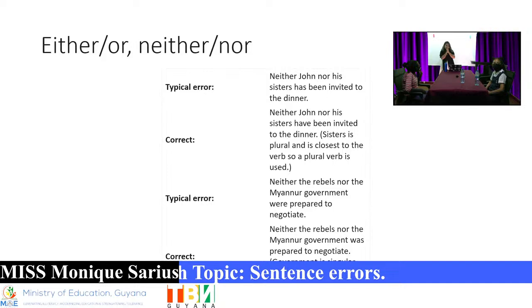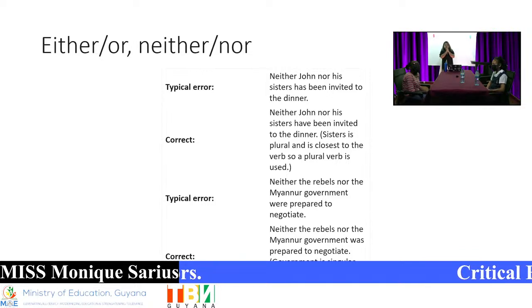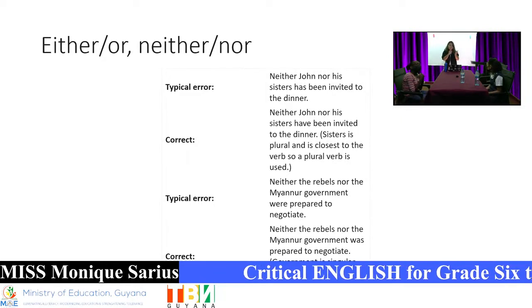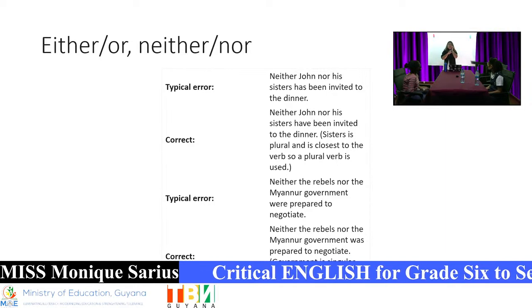It's too negative. This is not the one with negatives, no. Look at that carefully. I'll give you a clue. If we had said neither John nor his sister has been invited to the dinner, that would have been correct. If we had said exactly what's there, but sisters was singular, it would have been correct. So what is the problem?